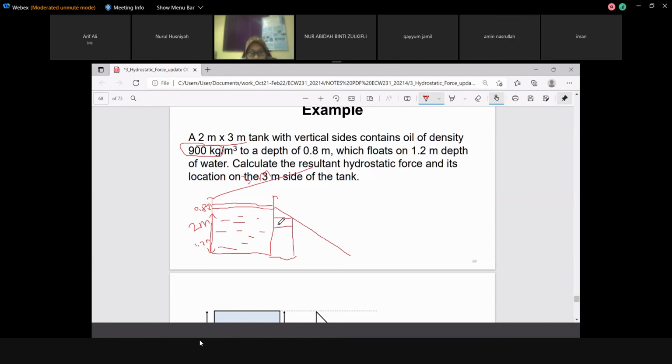Sebenarnya dia macam ni lah. Dia ada arrow-arrow pressure tu. Tapi susah nak kira nanti. Okay, so this is for oil. And then we have for water. So this is water. This is oil. Okay, so untuk oil kita ada 2 volume which is rectangle dengan triangle. For water, we only have 1 volume which is triangle for water.